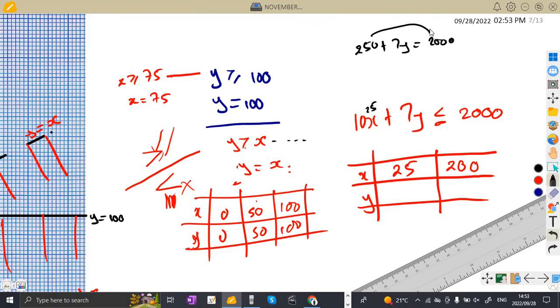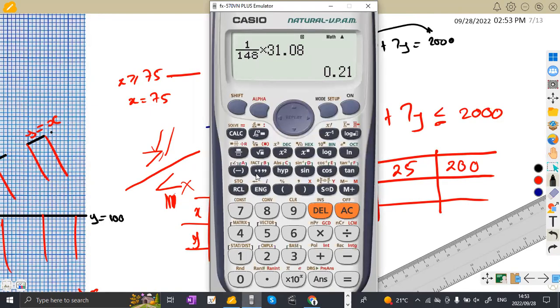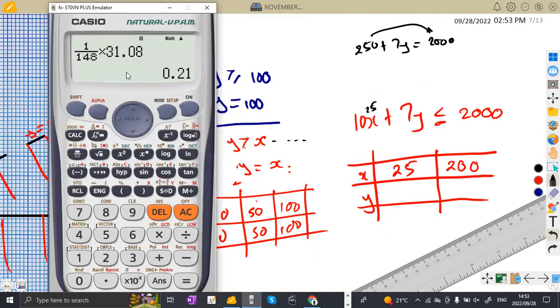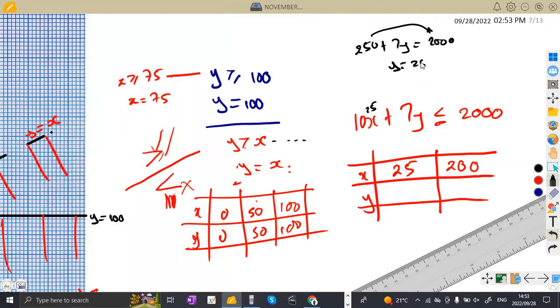I'm going to transpose the 250 here. That means I'm going to subtract, so it's 2000 minus 250. Whatever I get, I have to divide by 7 because there's going to be a 7. So I get 250. So y is going to be equal to 250. So this y here is 250.